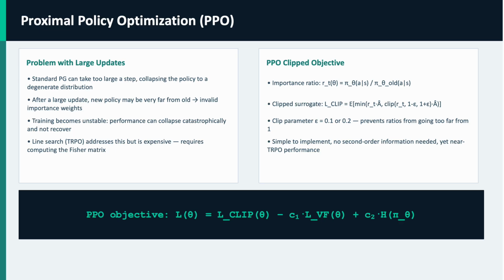PPO adds a value function loss term and an entropy bonus to this clipped objective. So once again, proximal policy optimization is the key learning that you all should pay decent attention to, to learn all these algorithms appropriately.